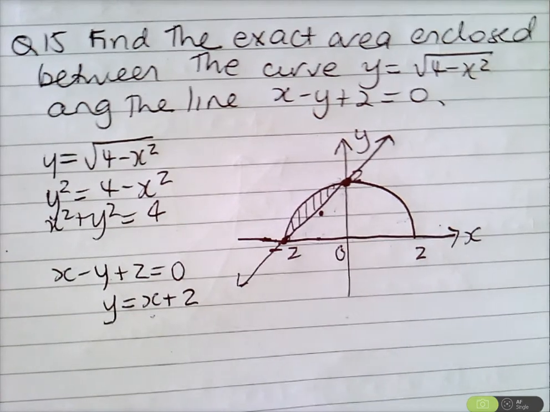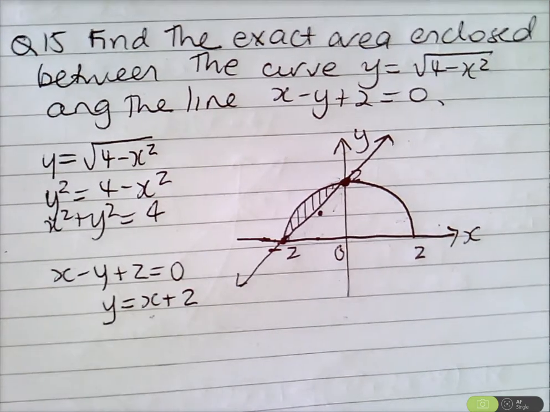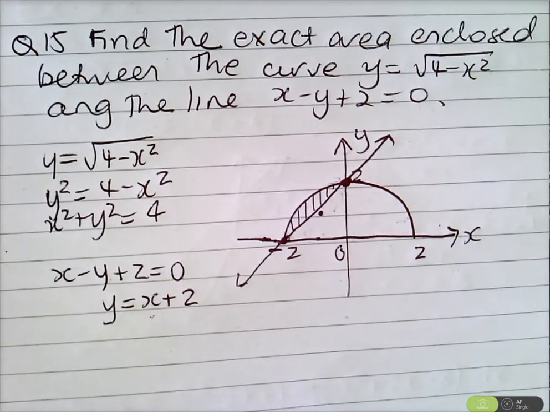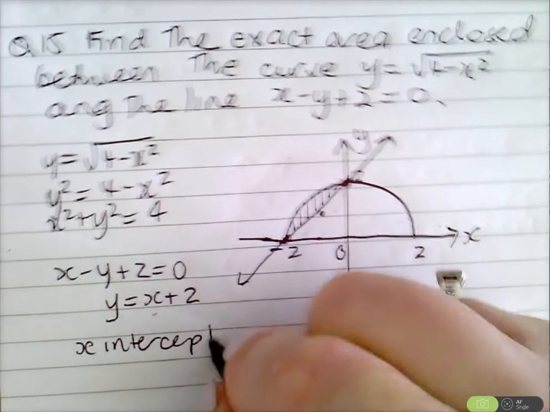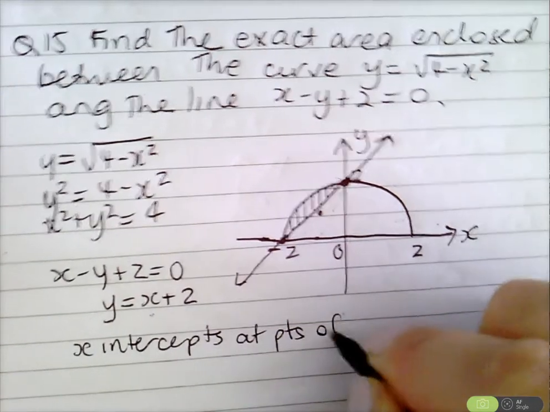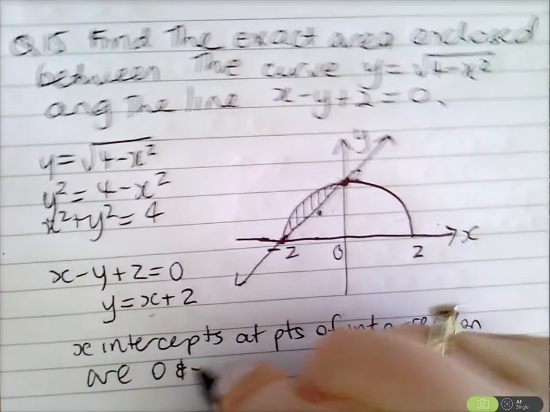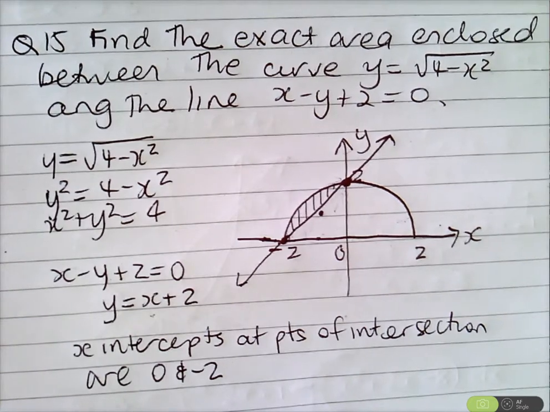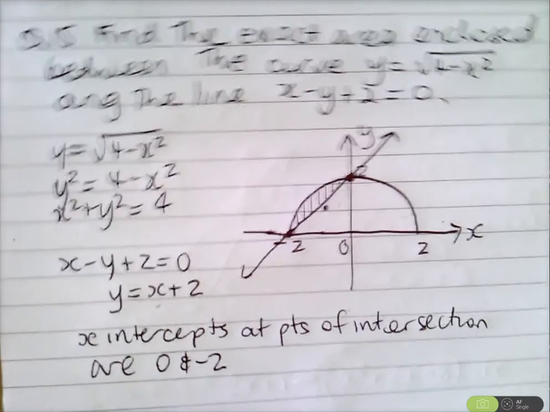So, how do we do it? You need a few things. Which curve is above which one? And you need the x values of the points of intersection because you are integrating with respect to x. They're there in front of you. So the x-intercepts at the points of intersection are 0 and negative 2, because you need to integrate. You need to do the integral of the top curve minus the integral of the bottom curve to get the area between two curves. That's how you do it.